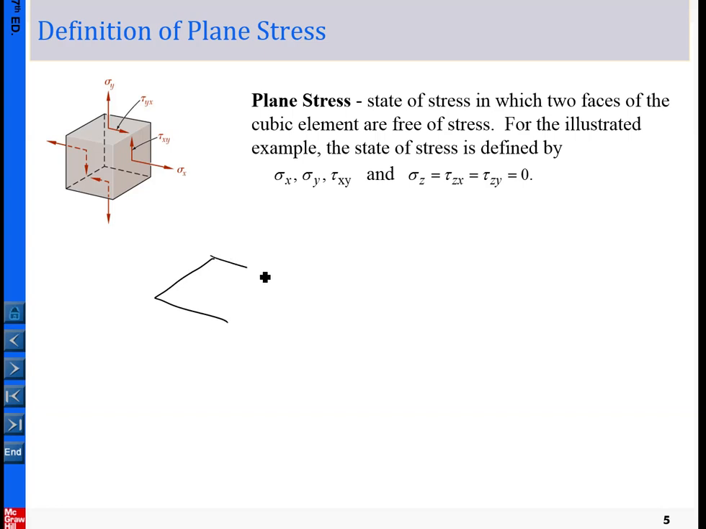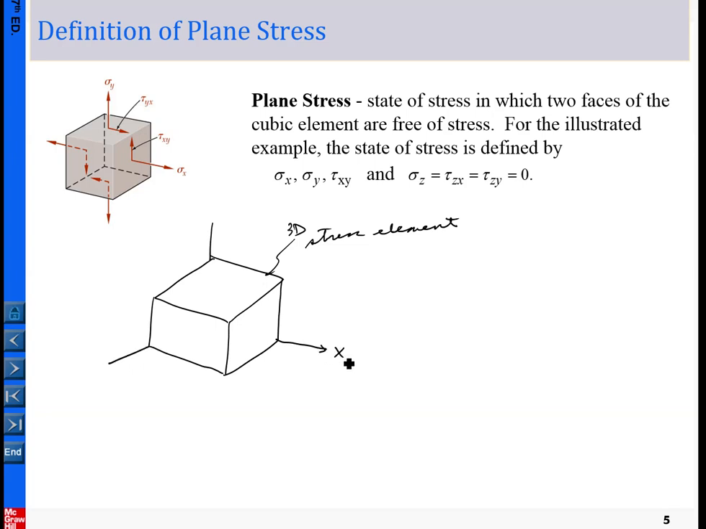Let me do this. So let me use what is called the stress element again. And again, this is in particular the three-dimensional stress element. And now let me designate the coordinate systems. For example, here let me follow this one. So this is the x, and using the right-hand rule, this is y, and this is the z-axis.